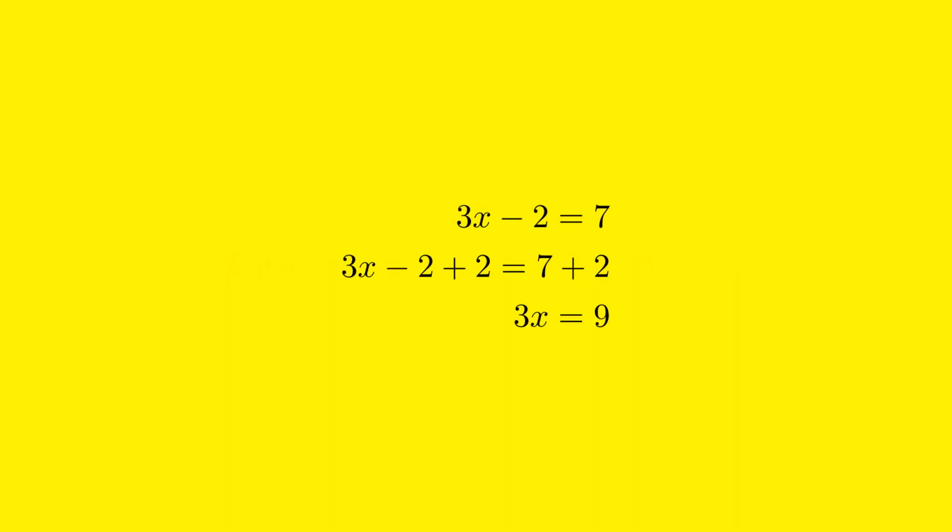To solve the equation 3x minus 2 equals 7, the first step is to isolate the term with the variable. We want to move the minus 2 away from the left side of the equation. To do this, we add 2 to both sides of the equation. This is because adding 2 cancels out the minus 2 on the left side. So we start with the equation 3x minus 2 equals 7. Now add 2 to both sides. When you add 2 to the left side, minus 2 plus 2 equals 0, and we are left with just 3x. On the right side, 7 plus 2 equals 9. So the equation now looks like 3x equals 9.